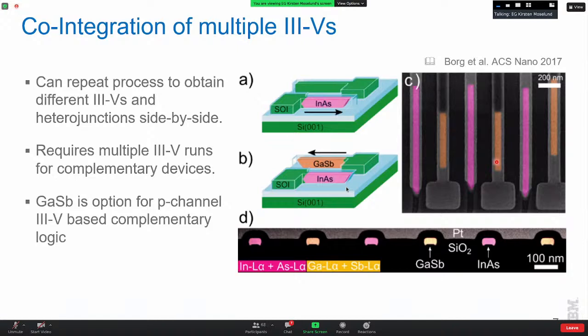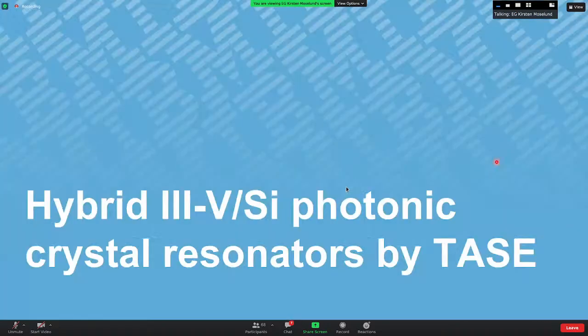I can mention we use indium arsenide and gallium antimonide because these are actually candidates for complementary III-V CMOS logic. But you can imagine for photonic applications, there are many different material combinations that will work. So this was just introducing the technique we're working with here. So now I'll talk about the first type of devices.